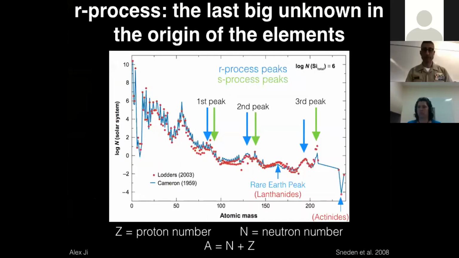Okay, so to the rapid neutron capture process. So the rapid neutron capture process, or the R process, is one of the big last unknowns that we have in the origin of the elements. So this over here is a figure showing the isotopic abundances of the solar system. So over on the left, you have hydrogen and helium, and we know that those are made in the Big Bang.